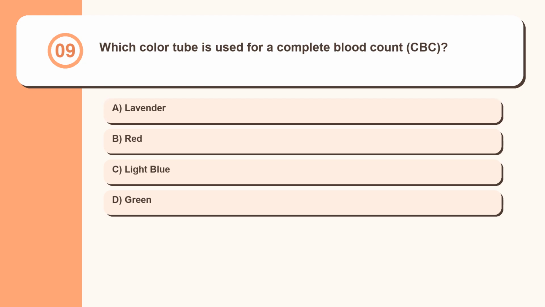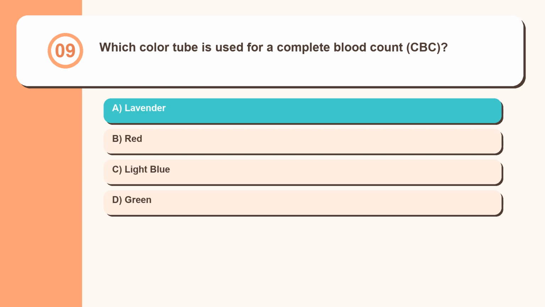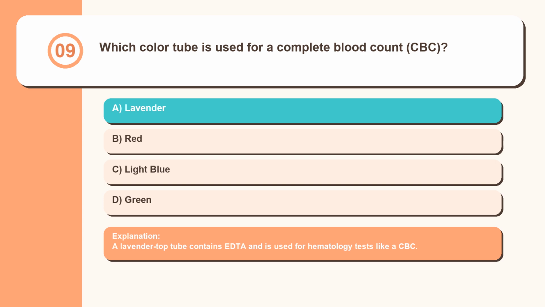Question 9. Which color tube is used for a complete blood count? CBC. Lavender, red, light blue, green. A lavender top tube contains EDTA and is used for hematology tests like a CBC.